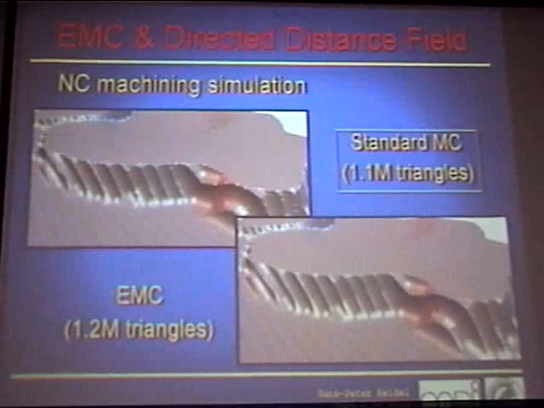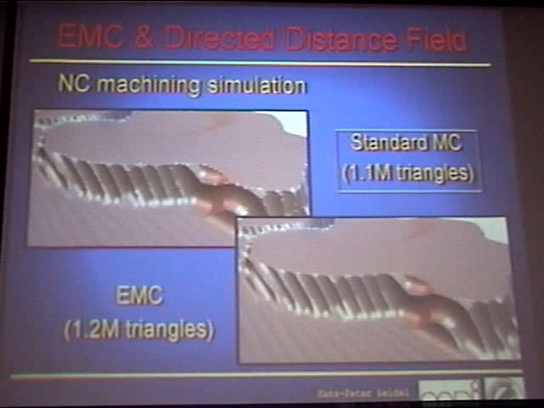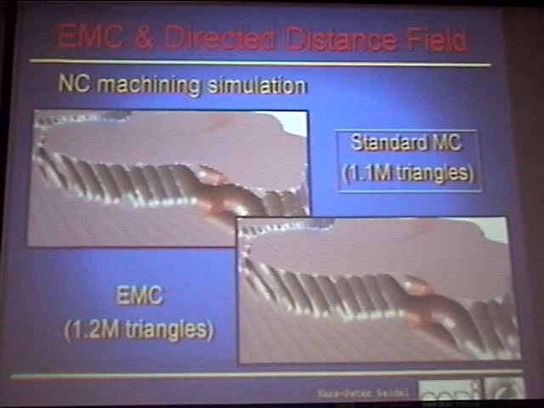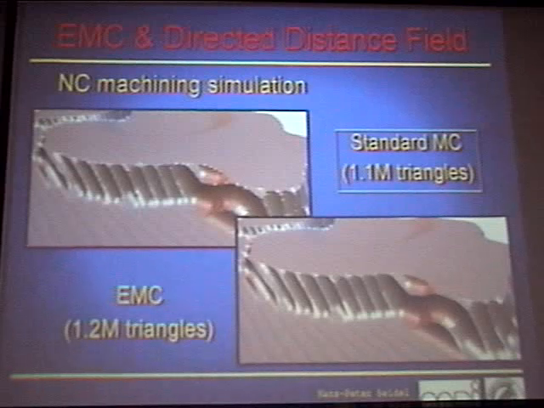Here again, the other example, this milling simulation. And you see that the number of triangles goes slightly up. So now we have 1.2 million triangles in this example instead of 1.1 million triangles for the original algorithm. But you also see that these additional triangles are added exactly in those areas where we have sharp features, and that's, of course, what we want.